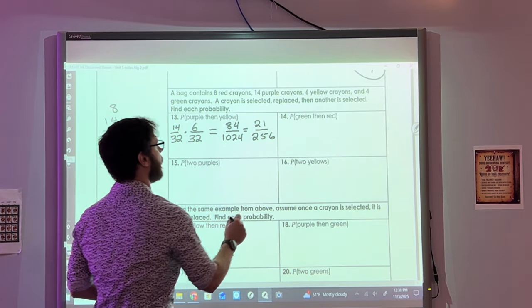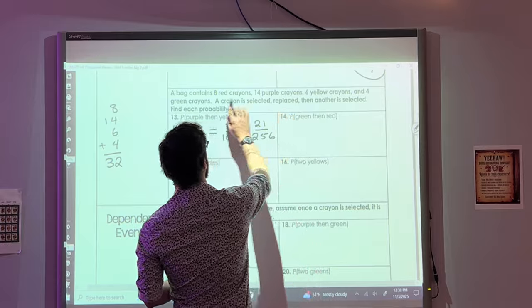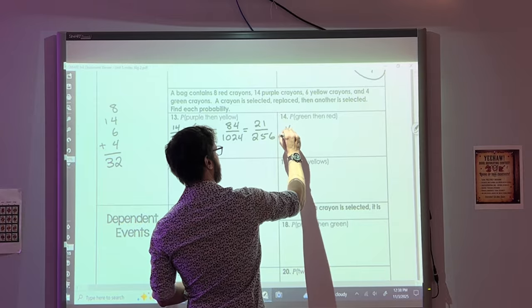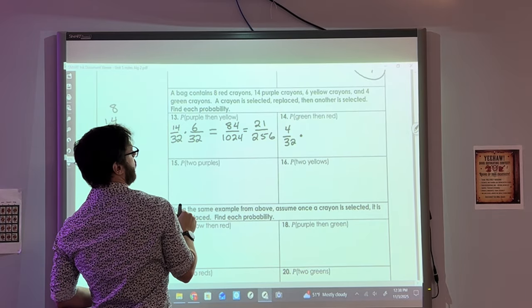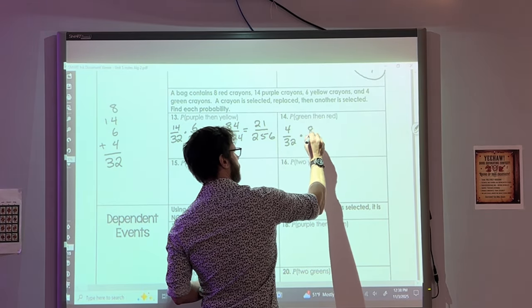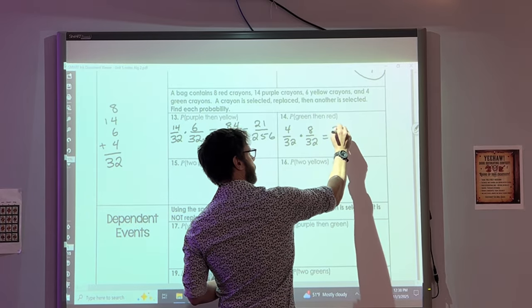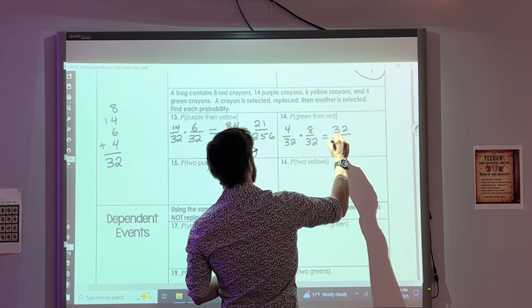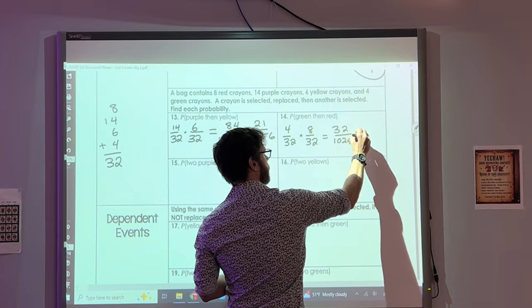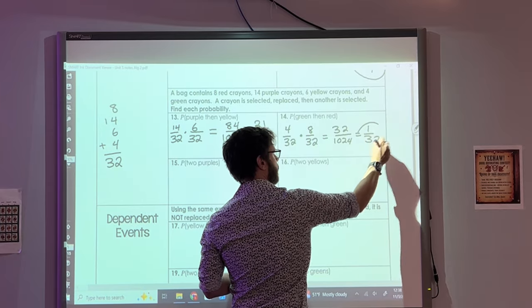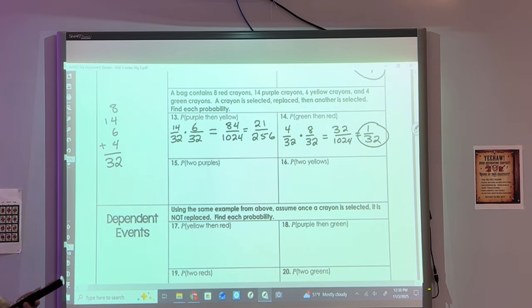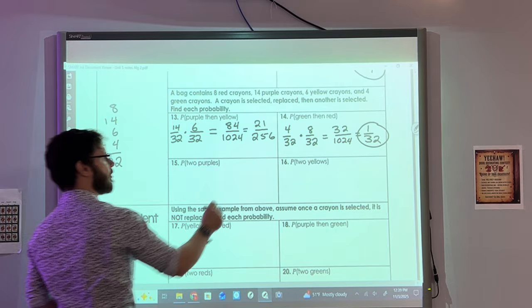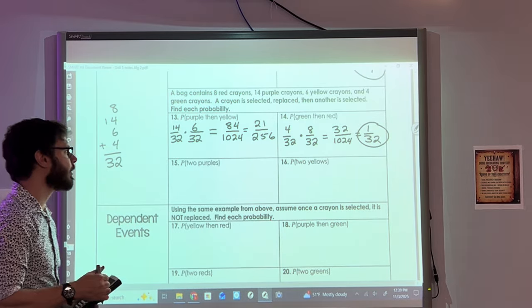Red then green. So green then red. All right, green. How many greens do we have? 4. I got 4 green. And then red, 8. Okay, so that one, substantially more likely, maybe? I don't know. No, that's actually wrong. That's like 3%. It's way low. Just because the number's smaller, I thought it was better odds. It's not better odds.